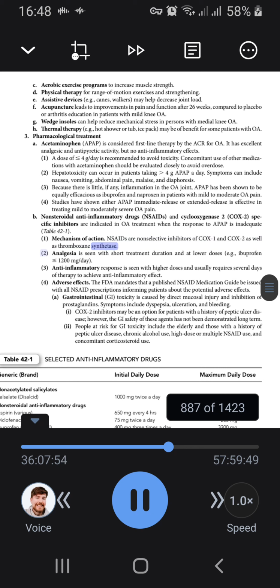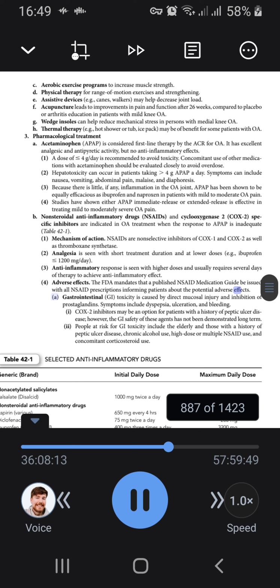2. Analgesia is seen with short treatment duration and at lower doses, for example, ibuprofen 200 milligrams a day. Anti-inflammatory response is seen with higher doses and usually requires several days of therapy to achieve anti-inflammatory effect. 4. Adverse effects. The FDA mandates that a published NSAID medication guide be issued with all NSAID prescriptions informing patients about the potential adverse effects.